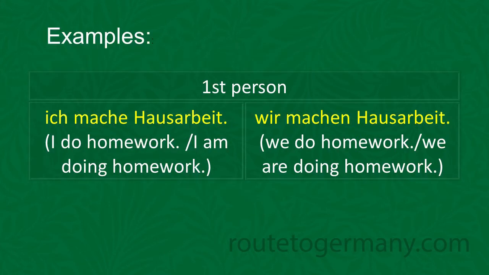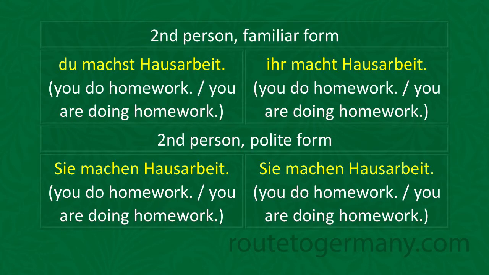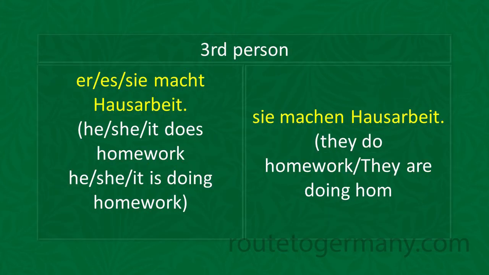Some complete sentences with machen are: in the first person, ich mache Hausarbeit. Hausarbeit means homework. In first person plural, wir machen Hausarbeit. In second person familiar form, du machst Hausarbeit. In plural, ihr macht Hausarbeit. In second person polite form, it's Sie machen Hausarbeit. In third person, er macht Hausarbeit, sie macht Hausarbeit, and es macht Hausarbeit. In third person plural, it would be sie machen Hausarbeit.